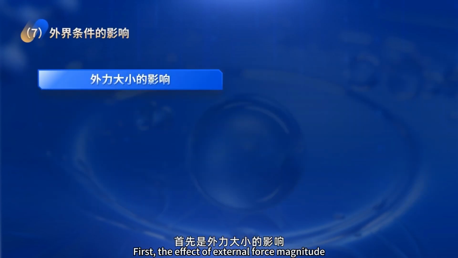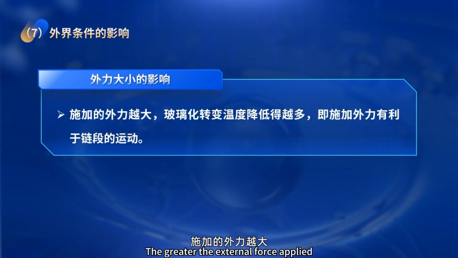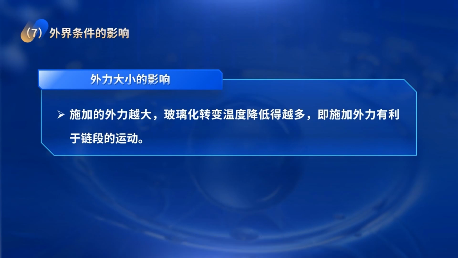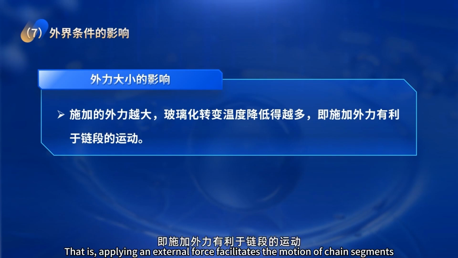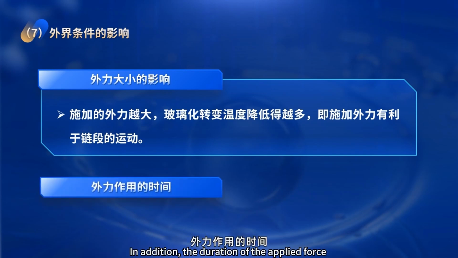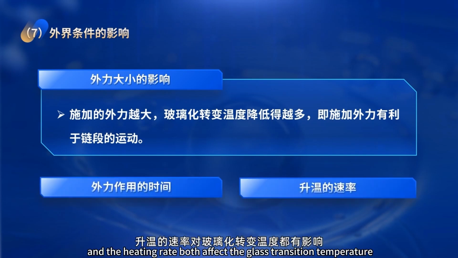Effects of external conditions. First, the effect of external force magnitude. The greater the external force applied, the more the glass transition temperature decreases. That is, applying an external force facilitates the motion of chain segments. In addition, the duration of the applied force and the heating rate both affect the glass transition temperature.